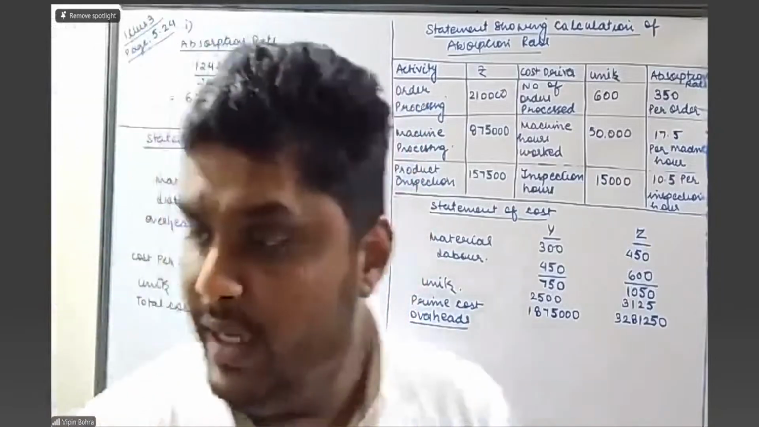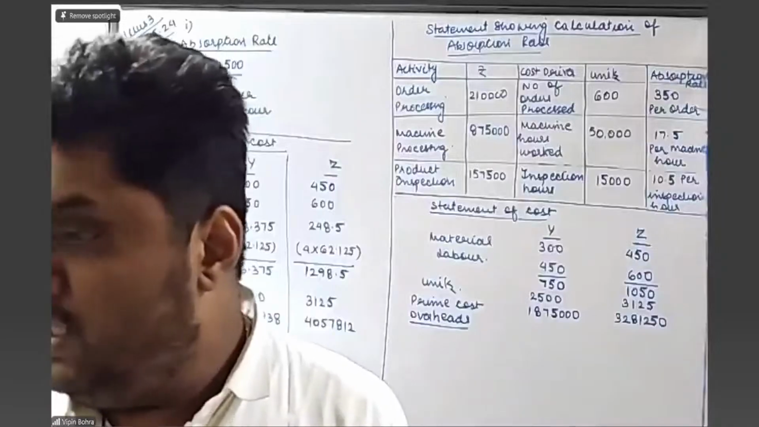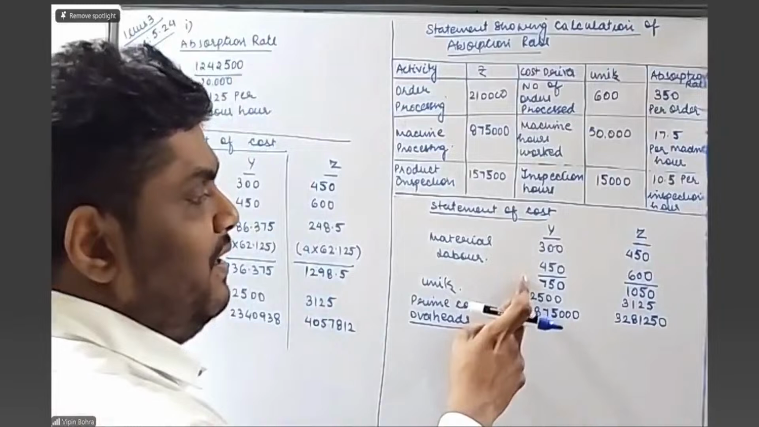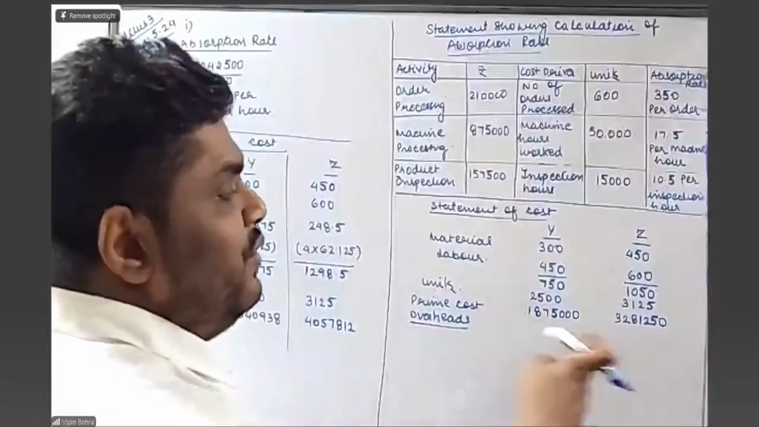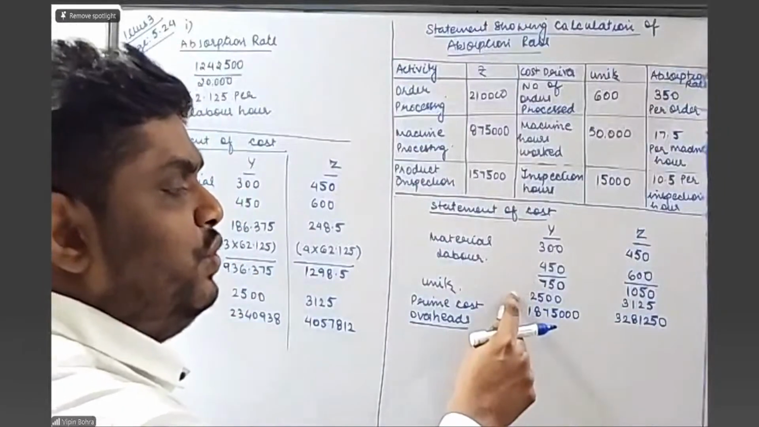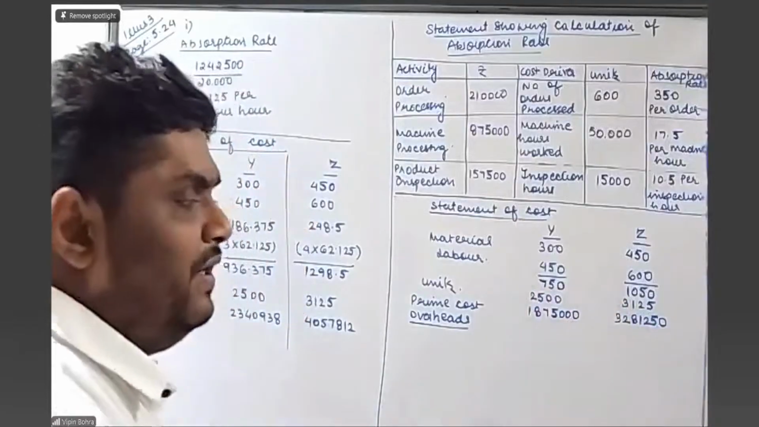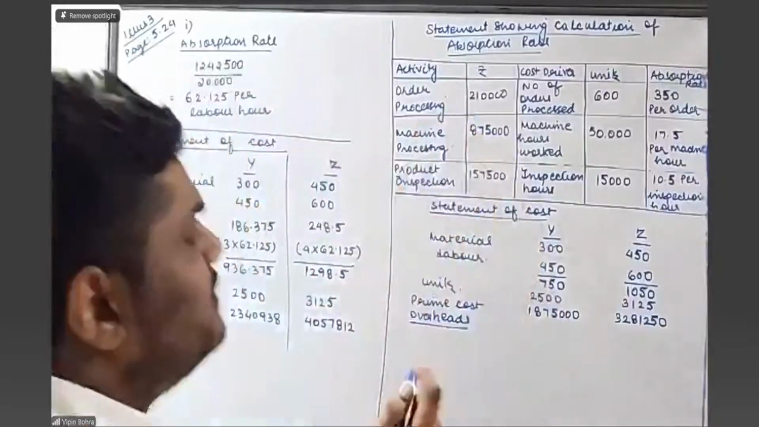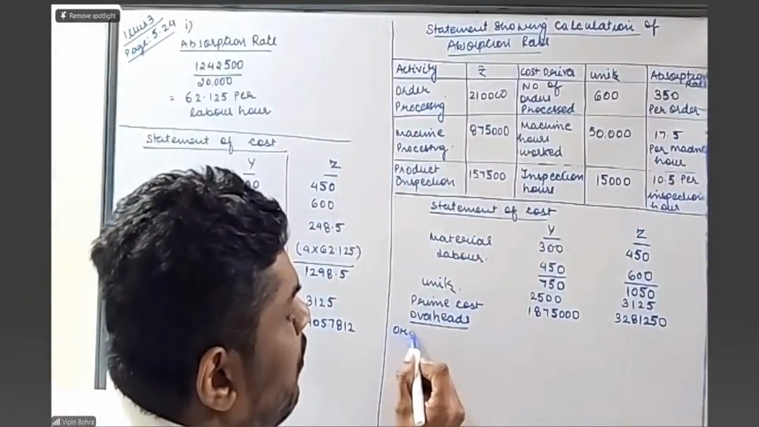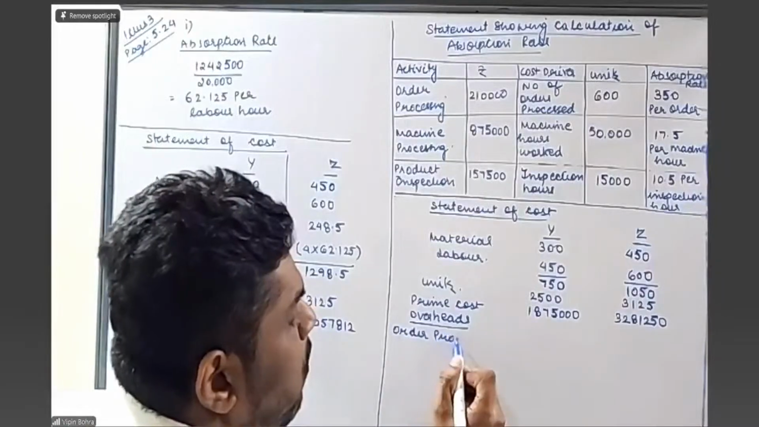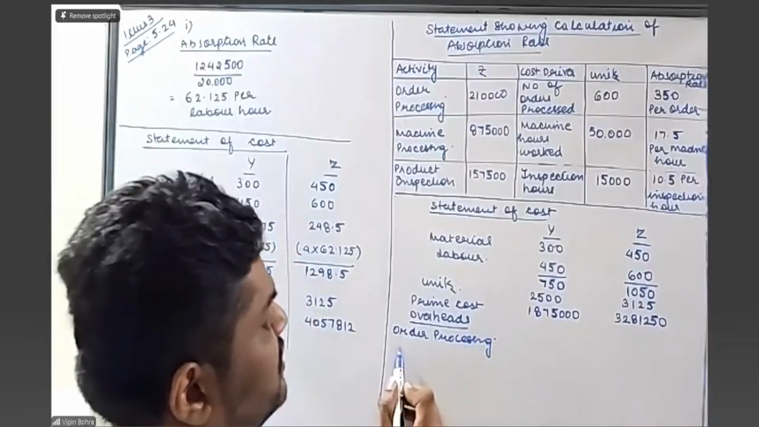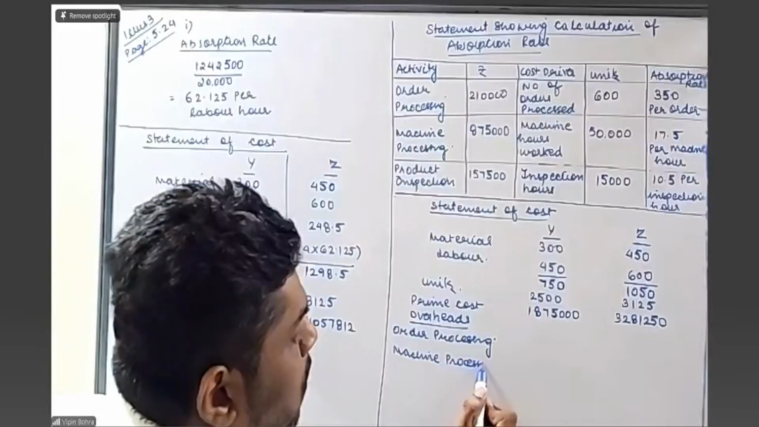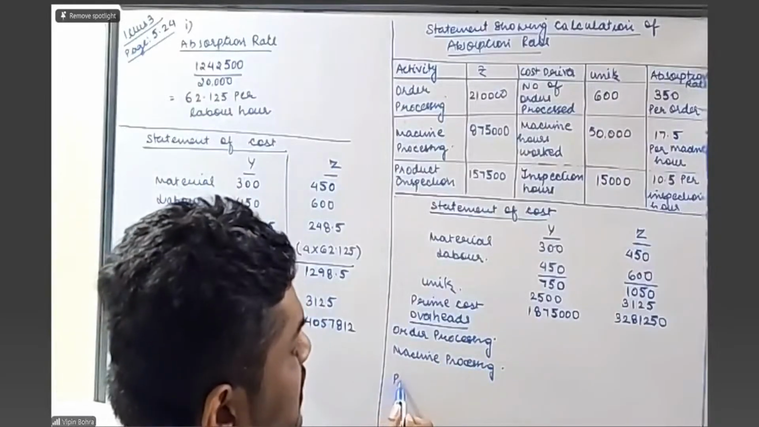Now let's start with the overheads. So there are three categories. Again, very simple. The cost per unit into units, we will get the total prime cost. So 750 into 2500, 1050 into 3125. So now let's start with the overheads part. Three categories of overheads: order processing, machine processing, and product inspection.